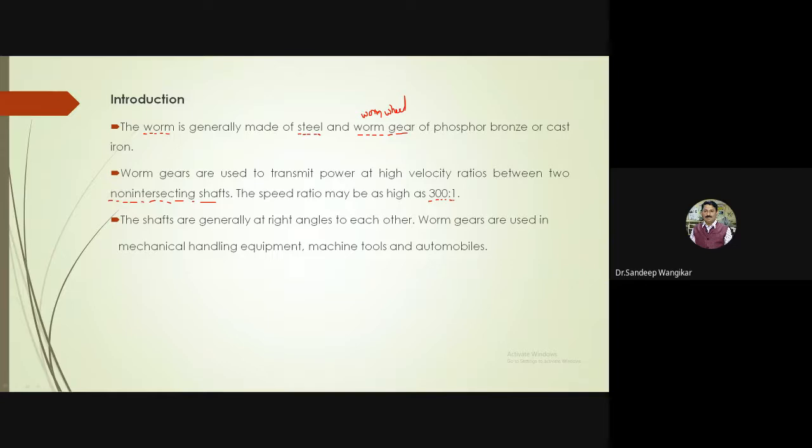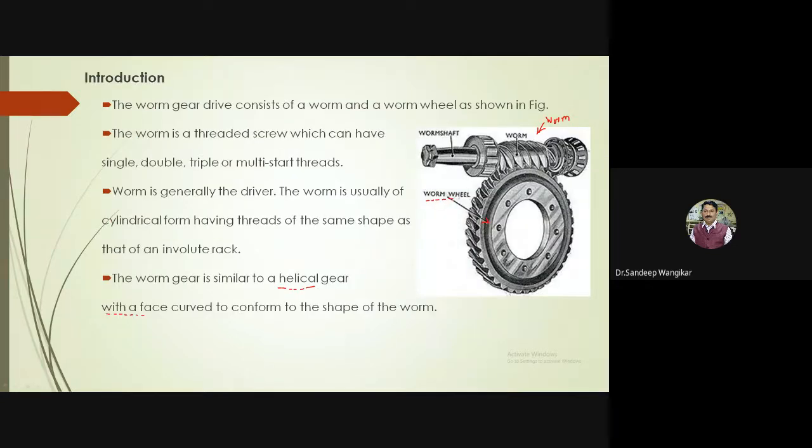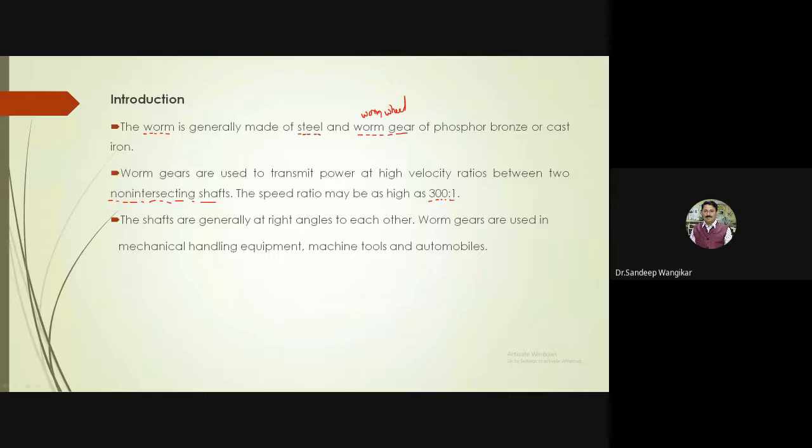So this is about the worm and worm wheel. We have discussed the worm, which is generally the driver. It is similar to a helical gear, and the worm wheel. The worm is made up of steel material and the worm wheel is made up of bronze material, or phosphor bronze material or cast iron material. And we have also discussed that it transmits power at very high speed ratios.